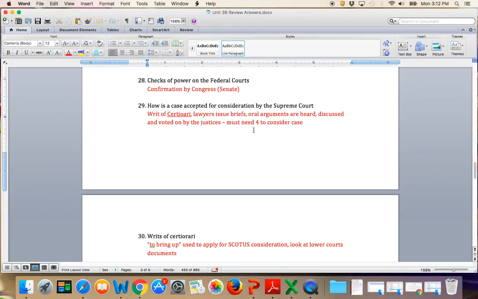Again, in order to hear a case, 4 judges must consider the case and say, yes, we want to hear this. After they hear the case, the oral arguments and the briefs, then for a majority you have to get 5 of the 9.